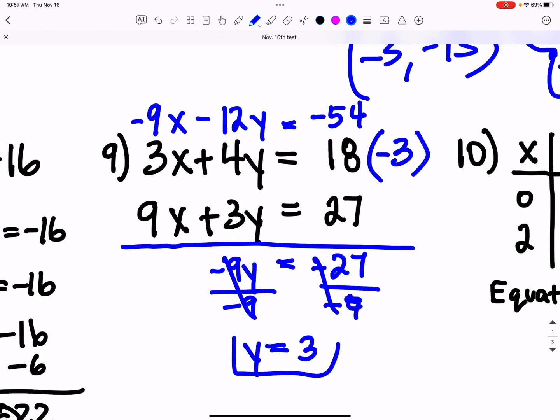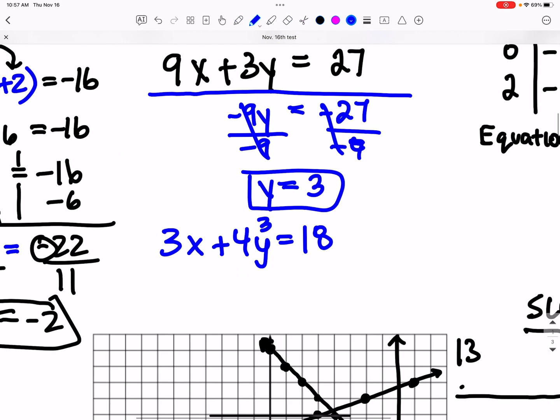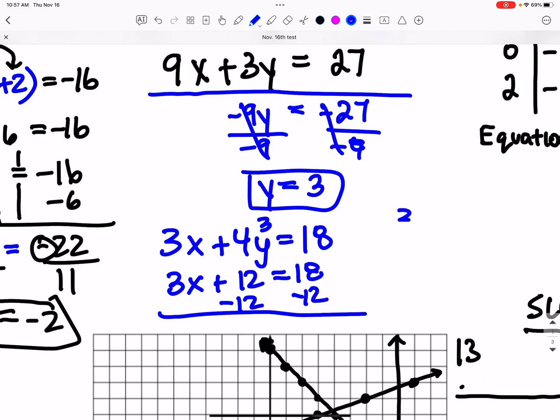Once I know that, I pick an equation to work with. I'll work with 3x plus 4y's equal 18. But if a y is a 3, then this is 3x plus 4 times 3 is 12 equals 18. Once I subtract the 12 and move it over here with its number partner, I've got 3x equals 6, divide by 3, and x equals 2. So this is 2, 3.